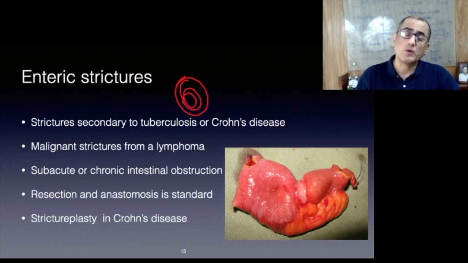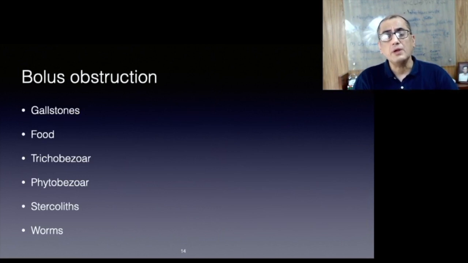Now, resection is important because we need the histopathological diagnosis. In Crohn's disease, we could do a stricturoplasty if there are multiple short strictures without active sepsis. Bolus obstruction in the small bowel may be caused by gallstones, food, trichobezoars, phytobezoars, stercoliths, and worms.